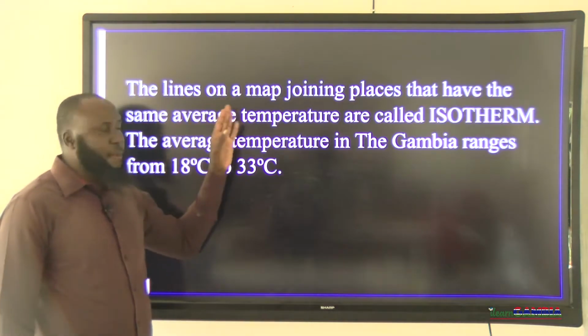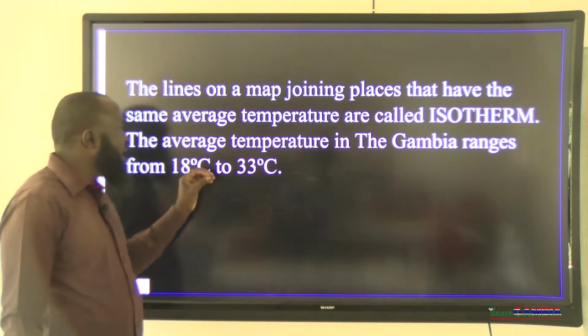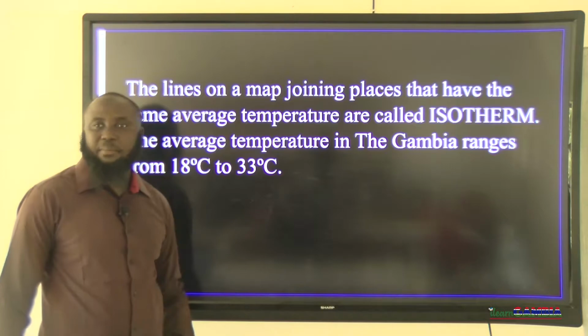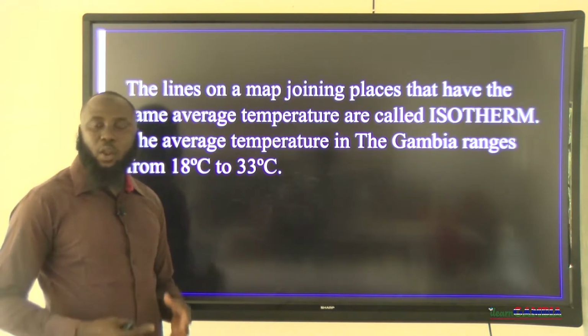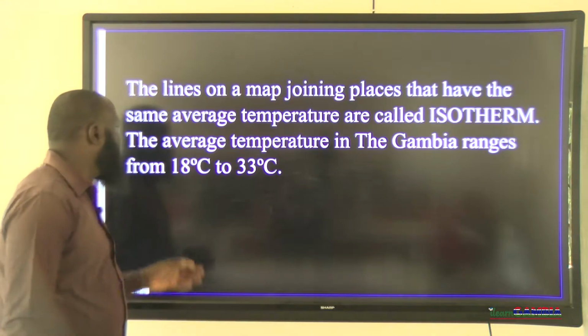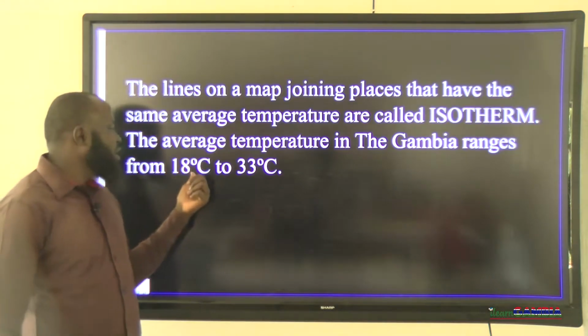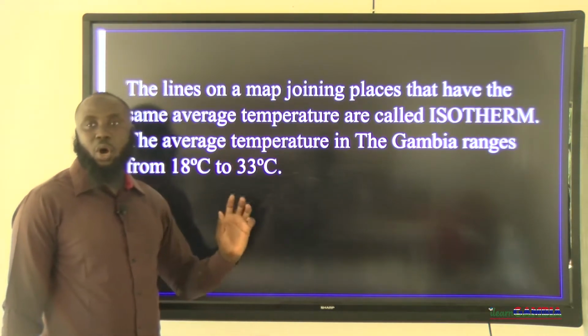Now, the lines on a map joining places that have the same average temperature are called isotherms. The isotherms are lines drawn on a map joining places of equal or the same temperature. The average temperature in the Gambia ranges from 18 degrees Celsius or centigrade to 32 degrees Celsius or centigrade.